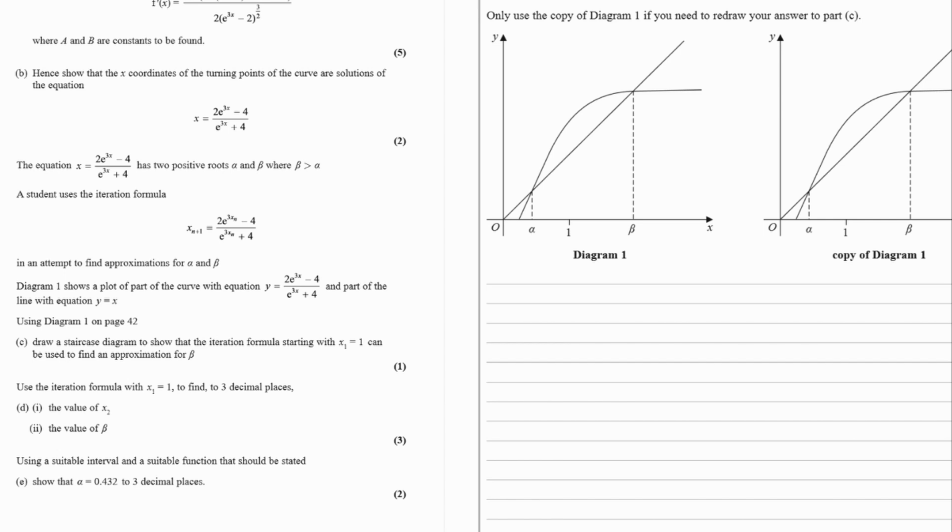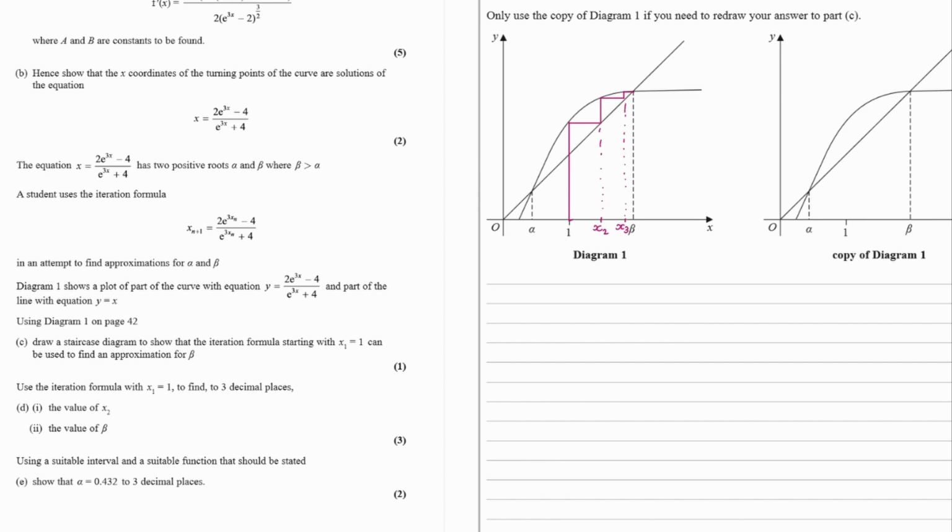So because our x1 is 1, we're going to use a vertical line going first to the graph, and then a horizontal line going to the line. From that point, we draw another vertical line going up to the graph, and then another horizontal line going to our line. We then do another vertical line, and then the next horizontal line, as we can see, gives us a value at beta. From this, we can also see that if we go down on the first point there, that's our value x2, and that point there would be our value of x3. So that is our answer for part C.